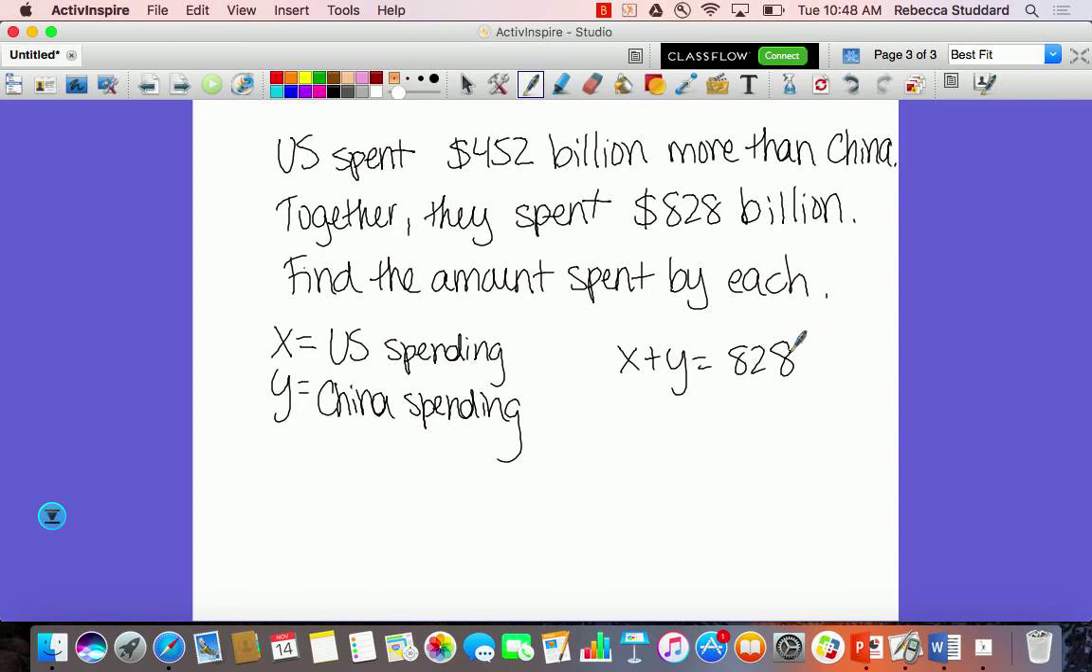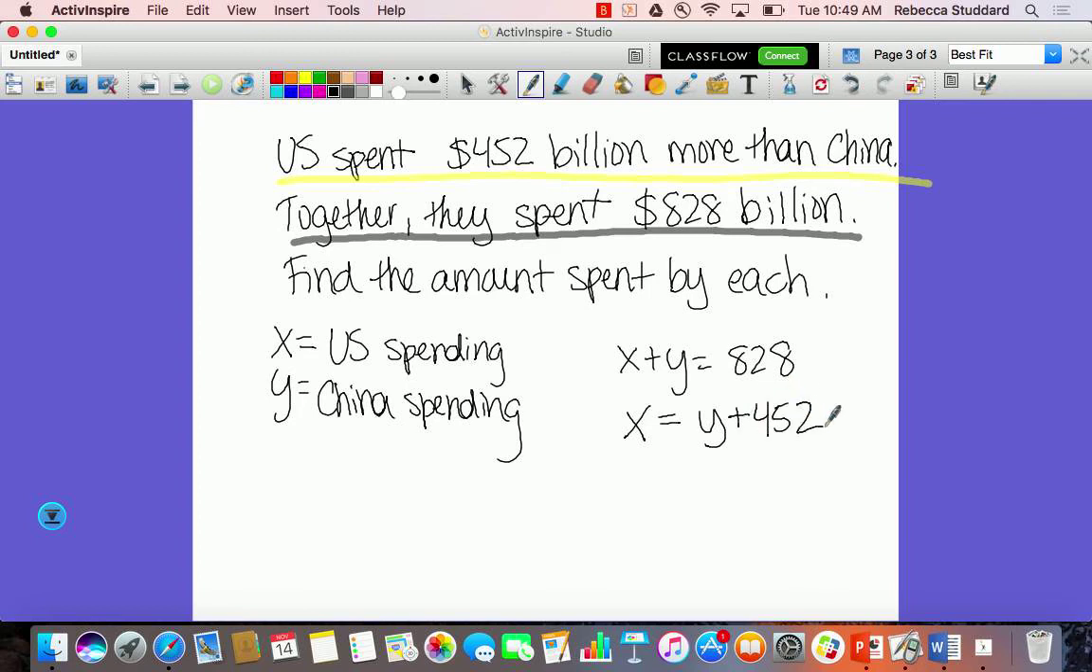It says together they spent $828 billion. So I add up the U.S. spending, China's spending, and I get 828. We have one more piece of information that we need to use. The U.S. spent $452 billion more than China. The U.S. is represented by what variable? So X's spending is $452 billion more than China. What is China's? How do I show 452 billion more?